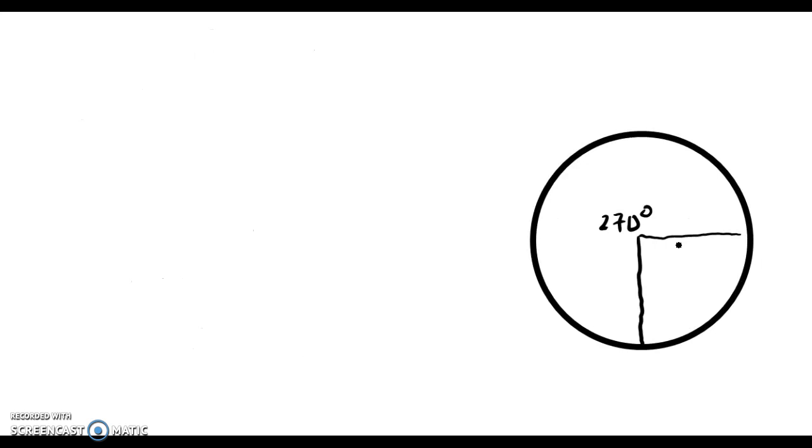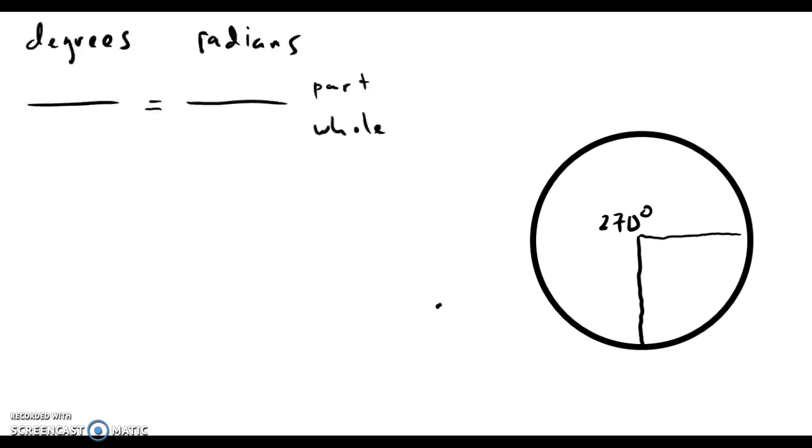So that's what this angle measure is in radians. Now we're going to look at an angle measure that's 270 degrees, a big obtuse angle, and we are going to convert it to radians. I went ahead and labeled it so you could see it more clearly. So the whole's going to go on the bottom, the part's going to go on the top, and then we just do the cross multiplication step.